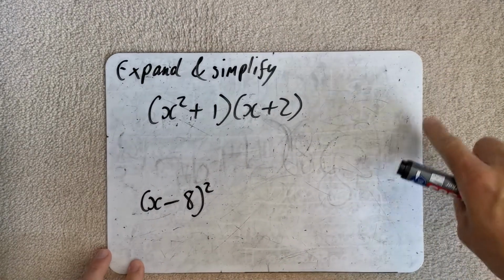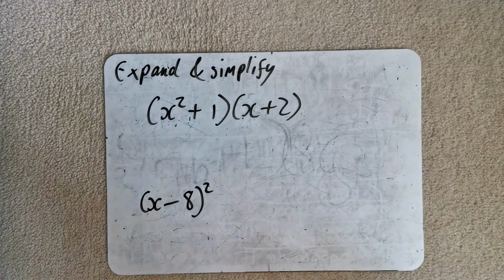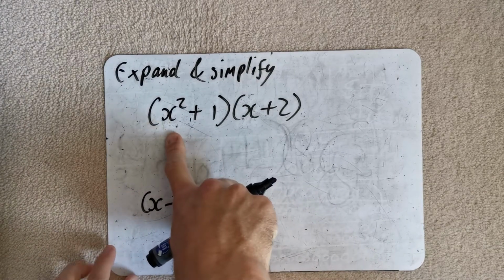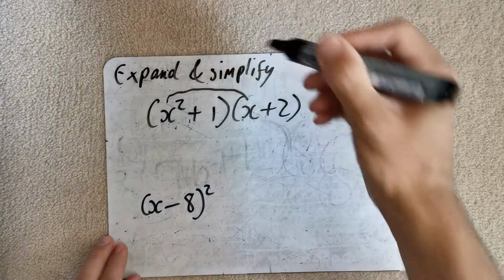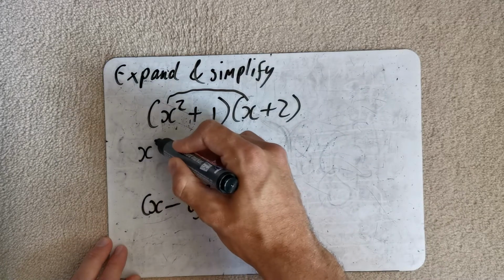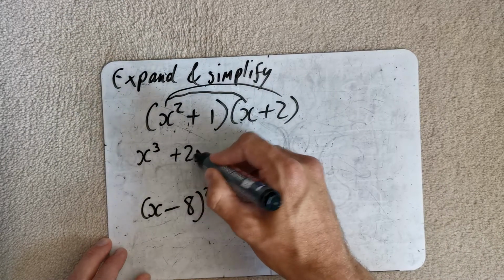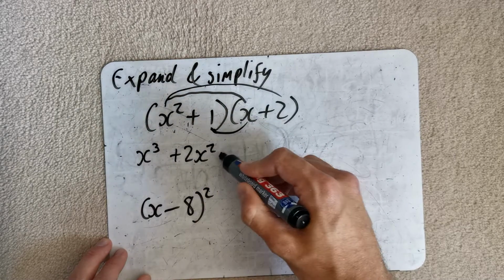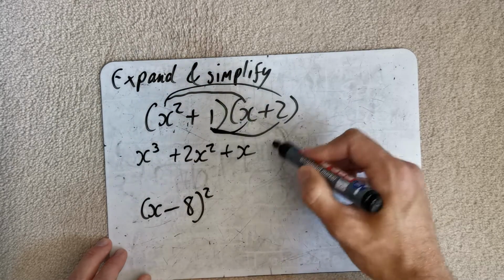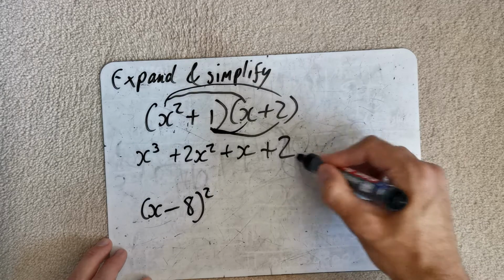Okay, these ones aren't just x's. All right, x squared times x. Expand it as before. x squared times x is x cubed, and x squared times 2 is 2x squared. 1 times x is x, and 1 times 2, believe it or not, is 2.